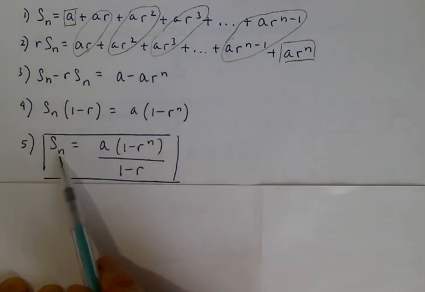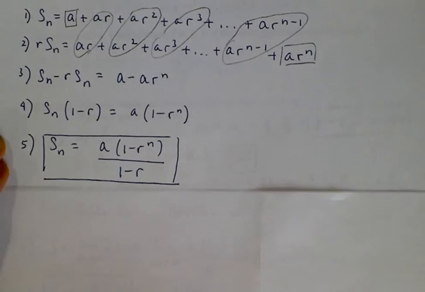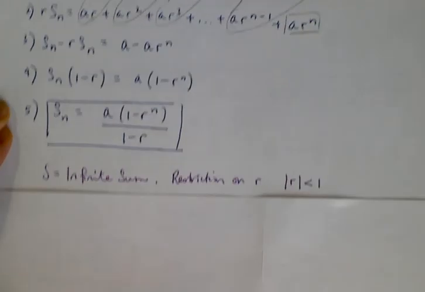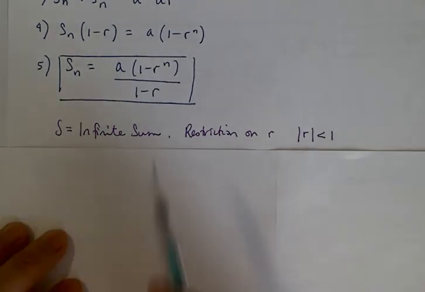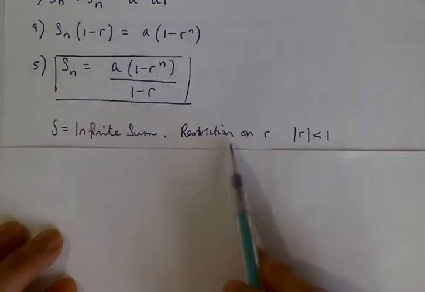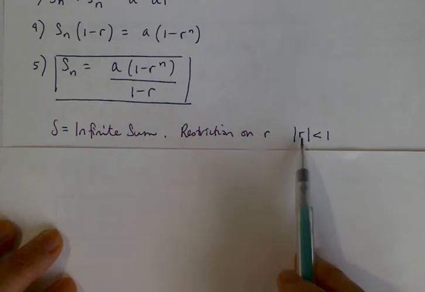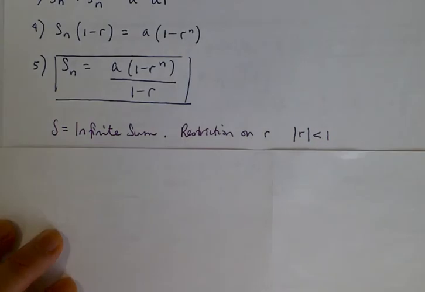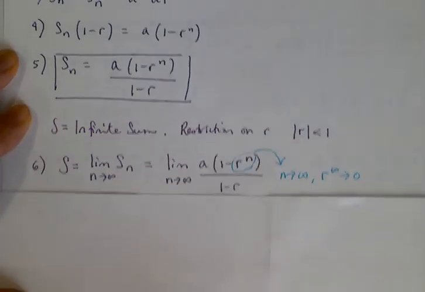So I get this. If you recall, this is the sum of a finite geometric series. So if I had 100 here, or 10, or 5, I could use this formula. Now I'm interested in finding the infinite sum, meaning that n is going to go out to infinity. So this is the infinite sum, and I need to make a restriction on the common ratio: the absolute value of r has to be less than 1.